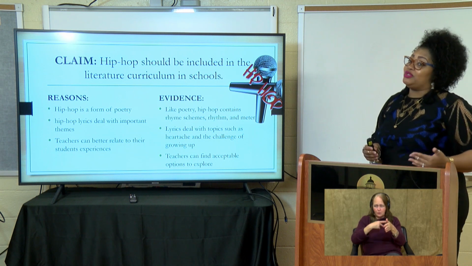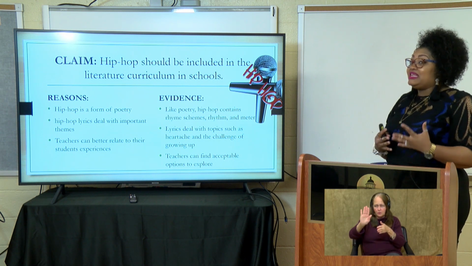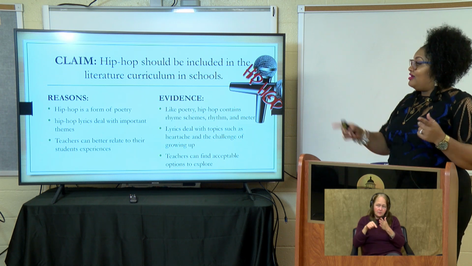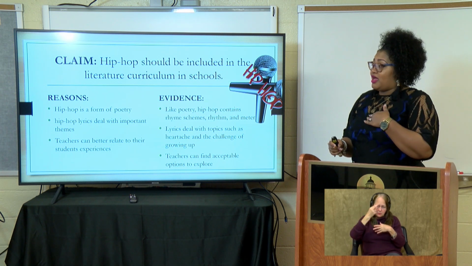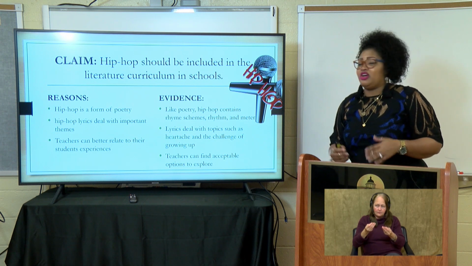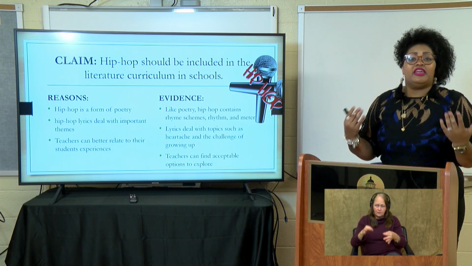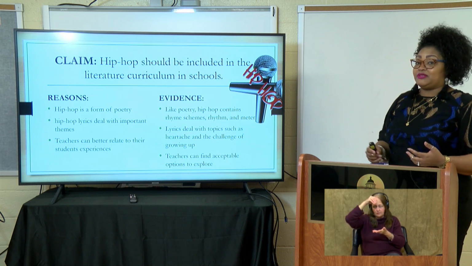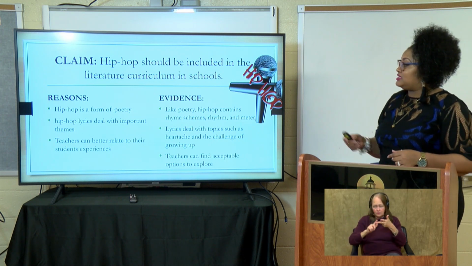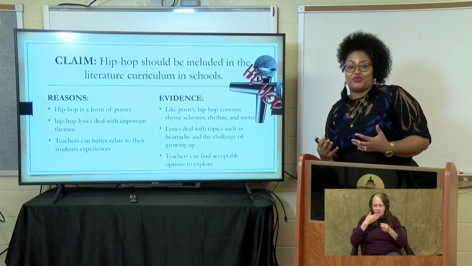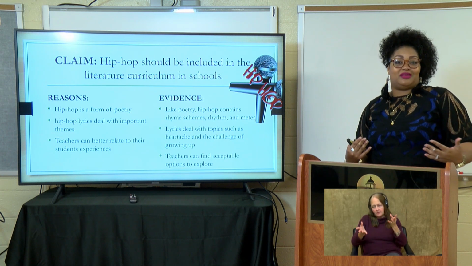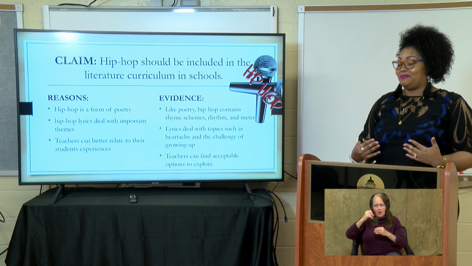And when we're doing poetry review in my classroom, we relate to that. We understand, we know that it is the same. The second reason she gave is that the lyrics deal with important themes. They give messages. We're learning something from it. And last but not least, her third reason stated that teachers can better relate to their students' experience by maybe incorporating those hip hop songs into the classroom.